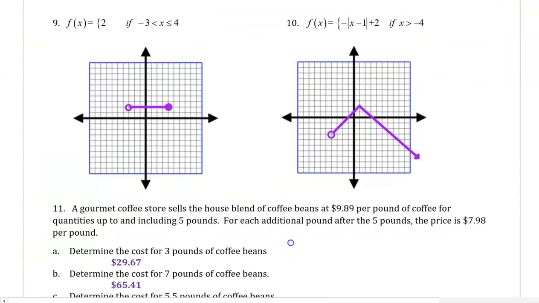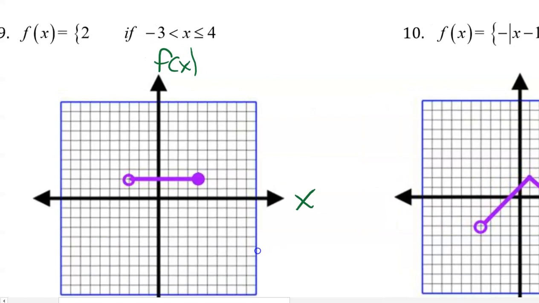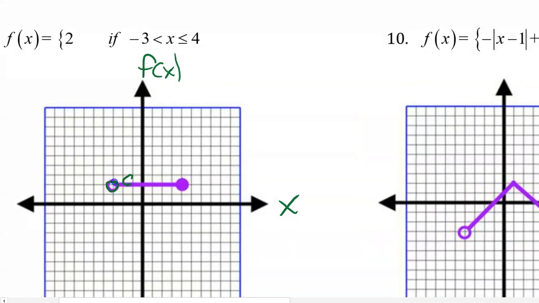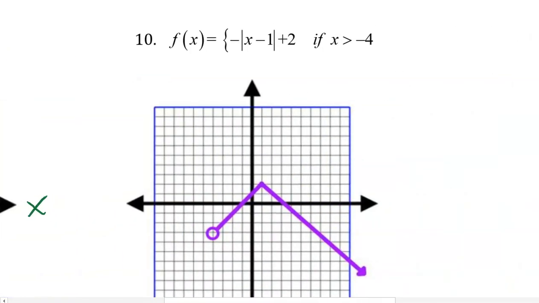On number 9, f of x is defined as a horizontal line at y equals 2, or f of x equals 2, for all values of x such that x is strictly greater than negative 3, open circle at negative 3, and less than or equal to positive 4, closed circle, filled-in circle, whichever way you like to call it, at positive 4. On number 10, again, absolute value.